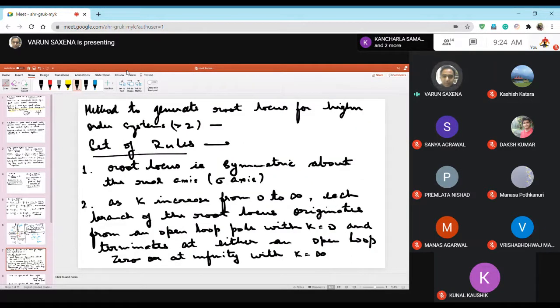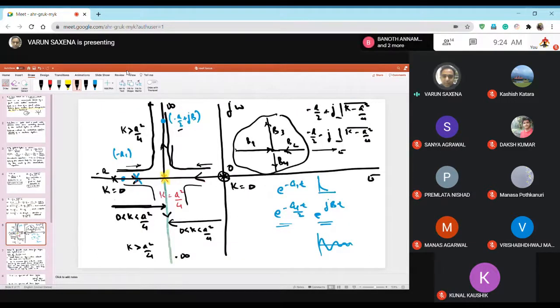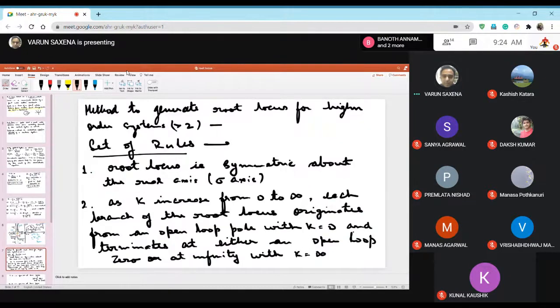Each branch of the root locus originates from an open loop pole with k equal to 0. You can see that the branch starts from this point and from this point, and it moves to minus a by 2. So a branch will always start from k equal to 0, and it will always start from open loop poles. That is what it is saying. And it terminates at either an open loop zero or at infinity with k equal to infinity.